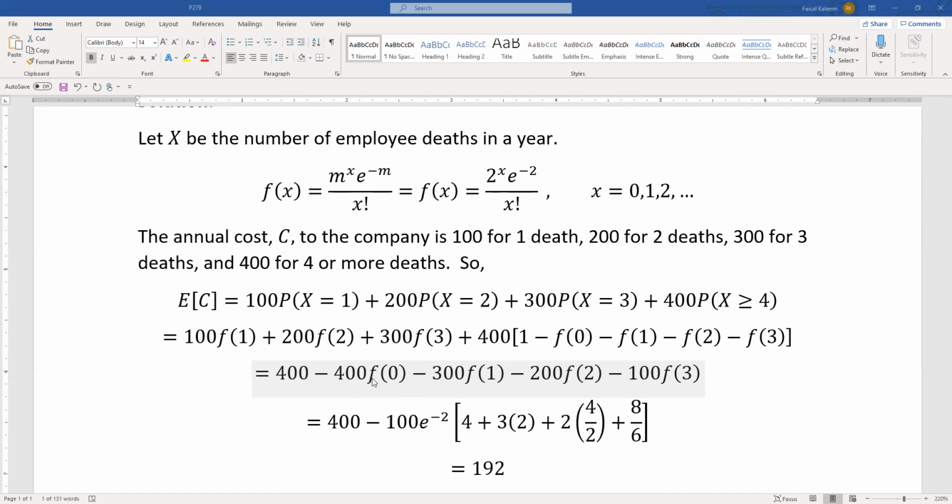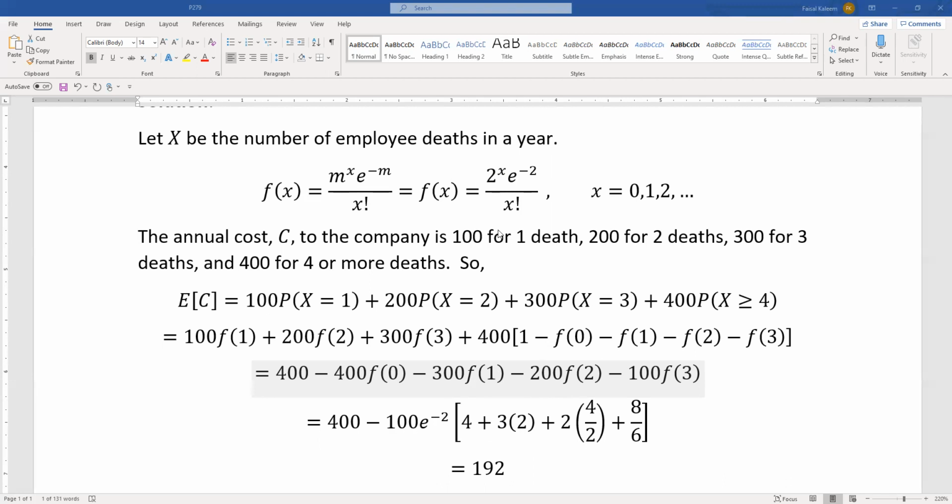So I'm left with 4 minus f0, except the e to the minus 2, which I have pulled out. And then when x is equal to 0, this is 2 power 0 over 0 factorial, that's just 1. So I just get 4. And when x is 1, this is 2 power 1, which is 2 over 1 factorial, which is 1. So 2 over 1 is 2. So I have 3 times 2, and the 100 was already pulled out. Minus, negative was also pulled out. And then here I'll have plus 2.